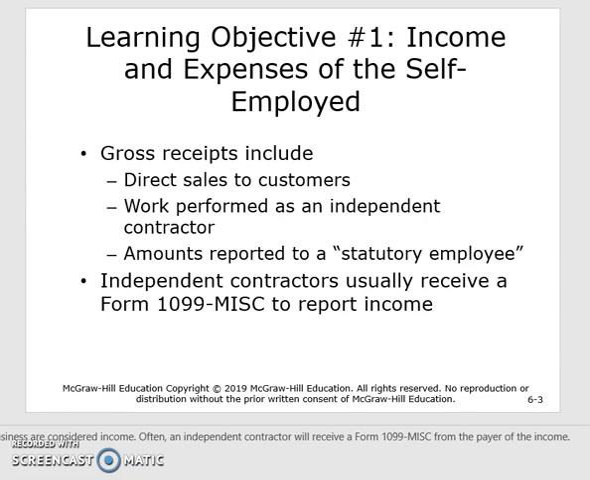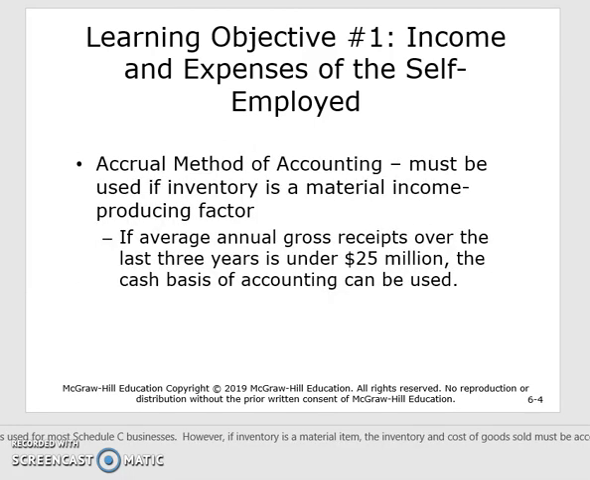The gross receipts that will be reported on the Schedule C include direct sales to customers, work performed as an independent contractor, and any amounts that are reported to a statutory employee. Independent contractors will usually receive a 1099 miscellaneous to report income. The accrual method of accounting must be used for a self-employed individual if inventory is a material income producing factor. However, if gross receipts for the last 3 years is under $25 million, then the cash basis of accounting can be used.